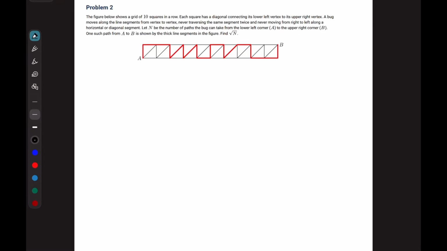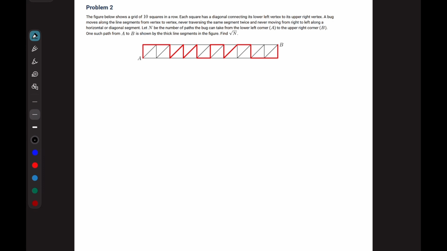Number 2 on the 2026 AIME II. The figure below shows a grid of 10 squares in a row. Each square has a diagonal connecting its lower left vertex to its upper right vertex. A bug moves along the line segments from vertex to vertex, never traversing the same segment twice, and never moving from right to left along a horizontal or diagonal segment.